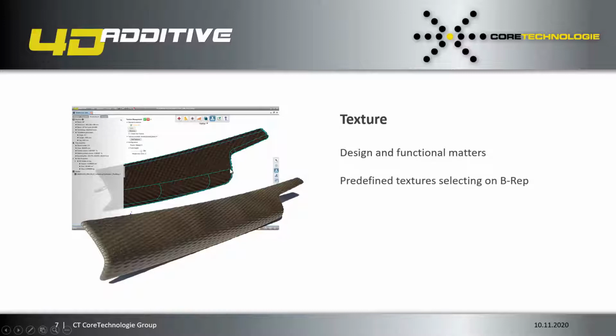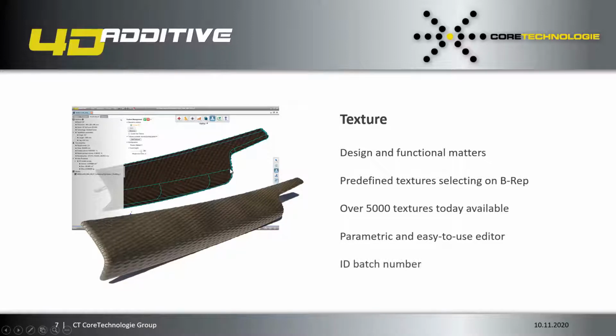You can predefine textures, as mentioned on the BREP. There are over 5,000 texturings available today, based on our collaborating company, Adobe Substance. These editors are really parametric and easy to use. So you can quickly choose your texturing, and you can also do serial batch production. You can automatically create incremental ID batch numbers on your parts, which will now be presented.